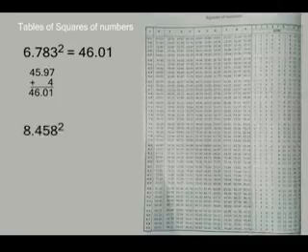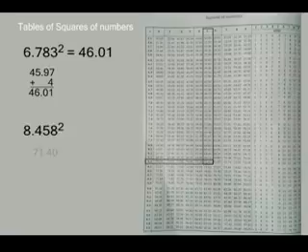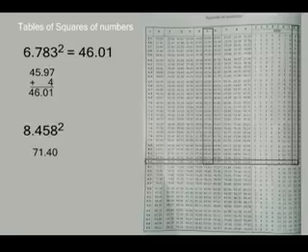Next example, 8.458 squared. First decimal place is 8.4, so we are here. Next is 5. The column of 5 and the row of 8.4 coincide here. We read this number, it's 71.40. The last columns for adding. The column of 8 coincides with our row here, and the number is 14. We add to 71.40 and we get 71.54. So 8.458 squared is equal to 71.54.